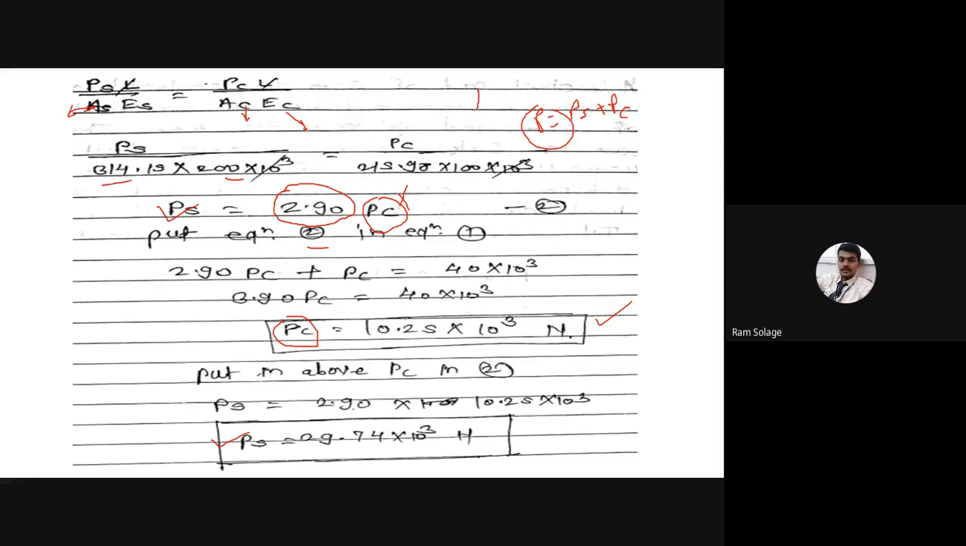What is the total P given in the problem? 40 kilonewton. That is 40 into 10 raised to 3. Make the addition, PC and PS, we will get the same answer. 40 into 10 raised to 3. 10.25 plus 29.74 will get 40 kilonewton. Here also we can check the answer, whether it is correct or wrong.